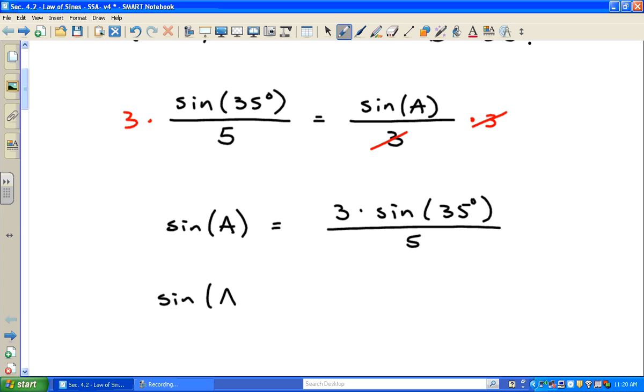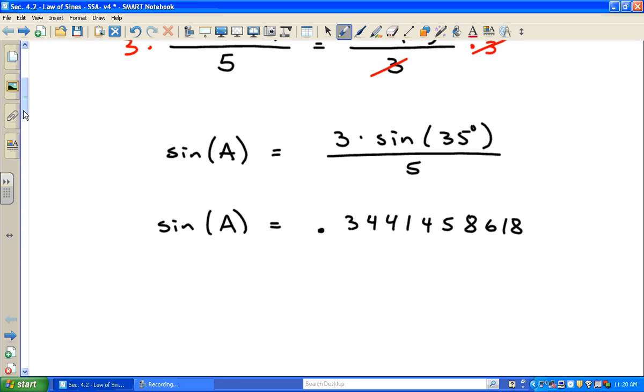Make sure that when you enter the right-hand side into your calculator, you're in degree mode because the 35 is in degrees. And what you're going to see is that this equals 0.34414586818. Now the value of sine is always in between -1 and +1, and we see that 0.344 and so forth is in between -1 and +1, so we're going to get an answer out for this problem.